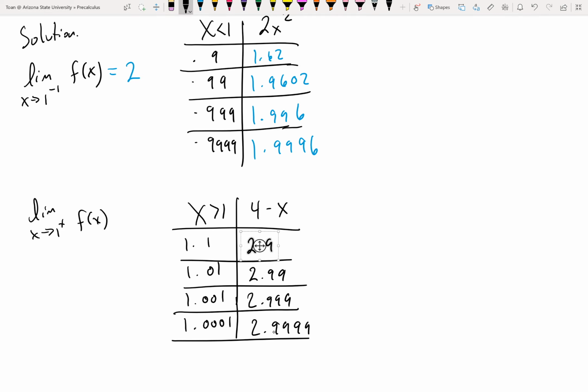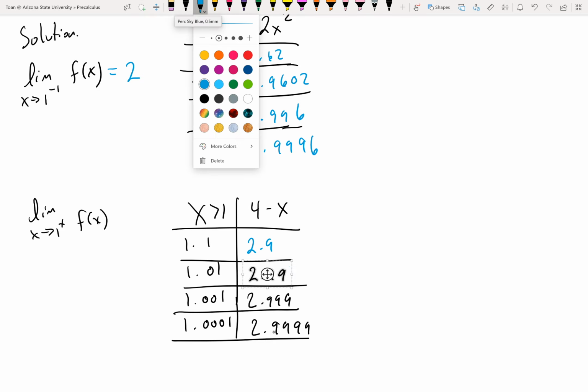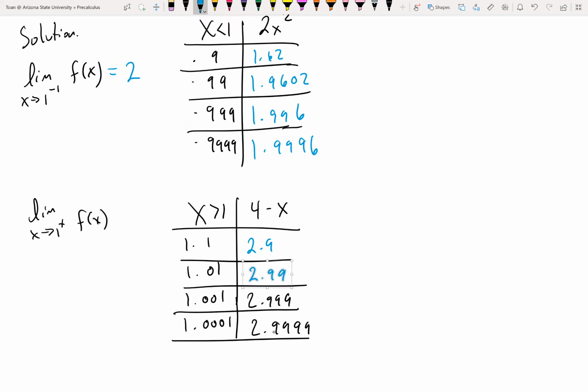Oh shoot, I should have done this in a different color. Hold on. There we go. The joys of digital ink. This guy here, let's change to blue.